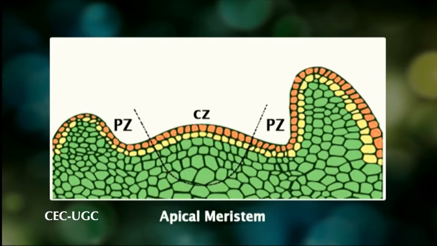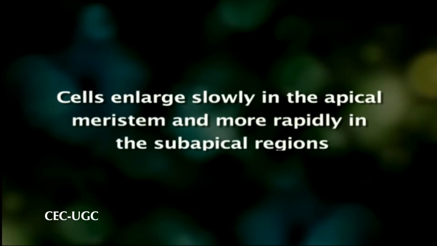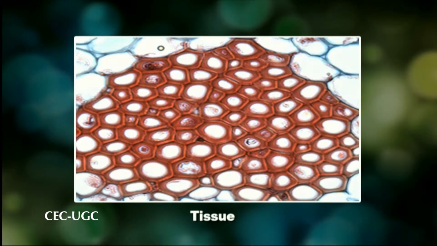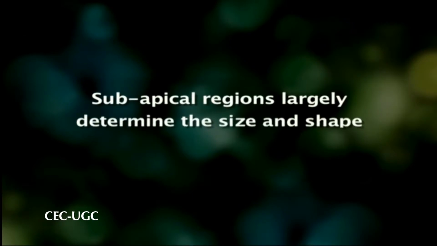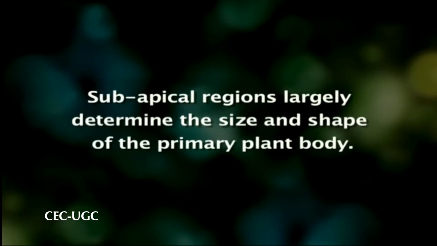New cells form continuously at the apical meristem. Cells enlarge slowly in the apical meristem and more rapidly in the subapical regions. The resulting increase in cell size can range from several fold to hundredfold, depending on the species and the environmental conditions. Tissue growth is neither uniform nor random. The derivatives of the apical meristems expand in predictable and site-specific ways, and the expansion pattern in these subapical regions largely determines the size and shape of the primary plant body.